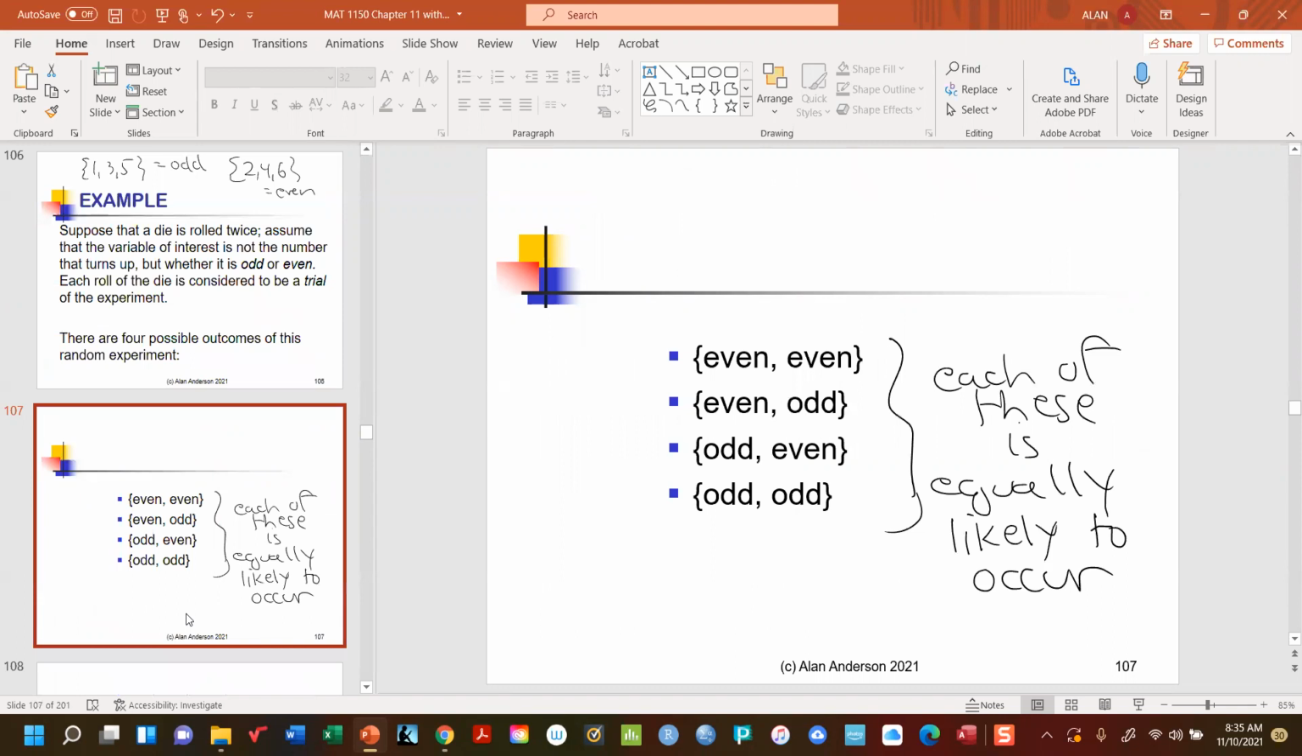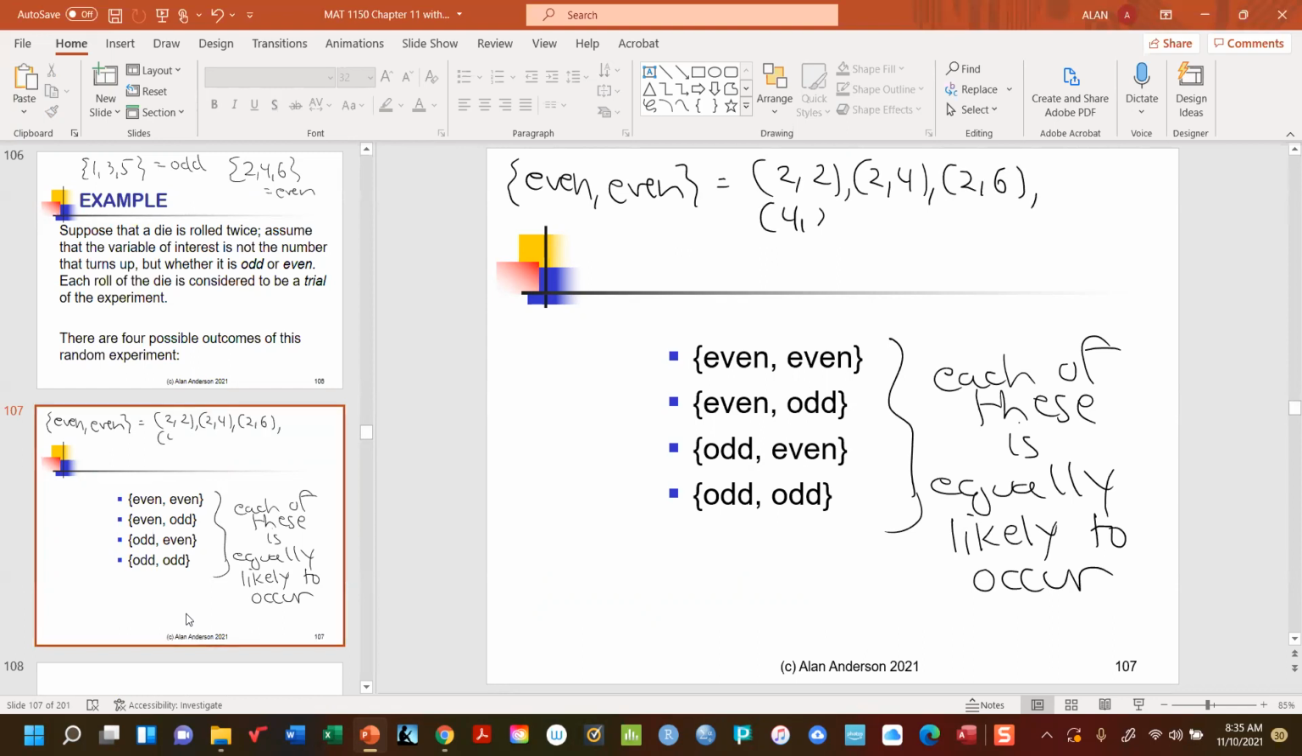We could get an even followed by an even, followed by even odd, odd even, and then finally odd odd. Okay, so in other words, the even represents the rolls 2, 2, 2, 4, 2, 6, 4, 2, 4, 4, 4, 6, 6, 2, 6, 4, and 6, 6.